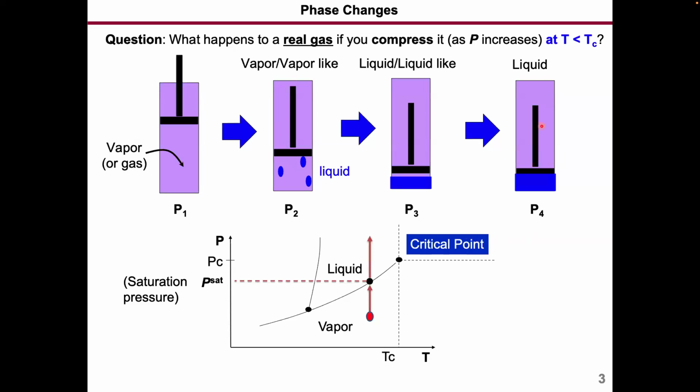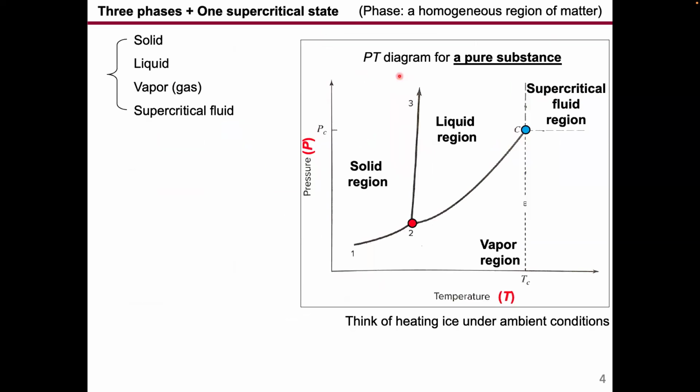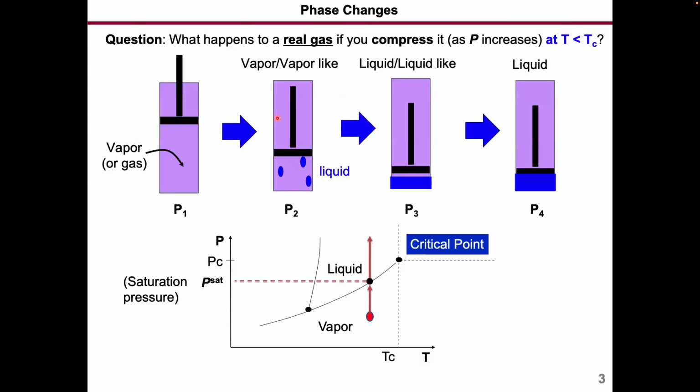All right, so this is the phase transition or phase change that we are going to focus on today. In this particular case, we are looking at the vapor to liquid transition, so it's a phase change. Now, by definition, a phase is a homogeneous region of matter. So in the previous case, here is the gas or vapor phase. Everything is vapor, right?